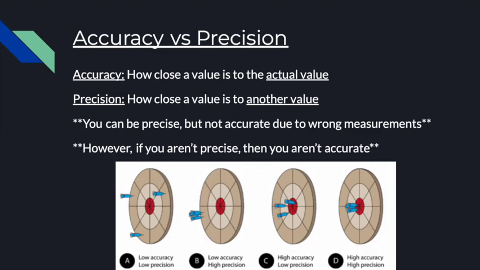Accuracy versus precision. Accuracy is how close a value is to the actual value, and precision is how close a value is to another value that has been measured. So you can be precise but not accurate, and this is usually due to wrong measurements. However, if you aren't precise, then you aren't accurate. And this dartboard below demonstrates the accuracy versus precision idea.